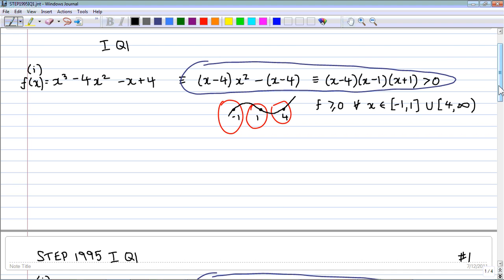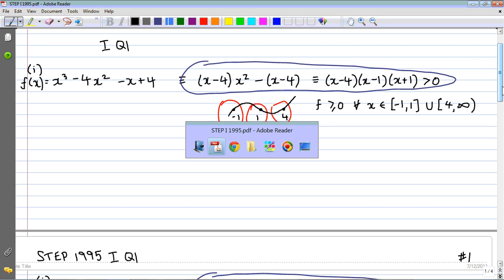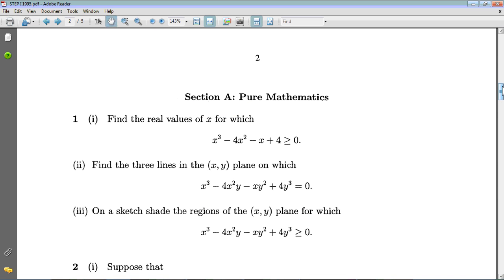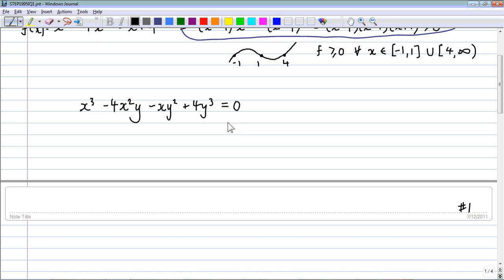Let's look at the second part of the question. The second part says find the 3 lines in the xy plane on which this cubic polynomial in x and y is equal to 0. Okay, I'm going to pause the video again so I can adjust the position of my answer. Okay, so here's the given equation. I apologise for my messy writing. This is a perennial problem with this tablet.